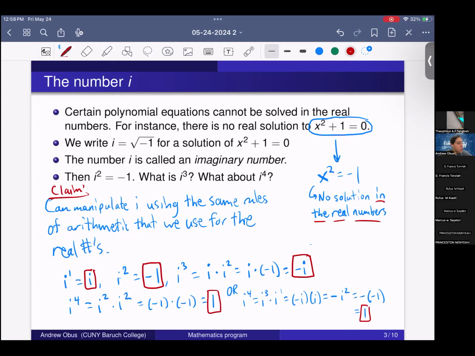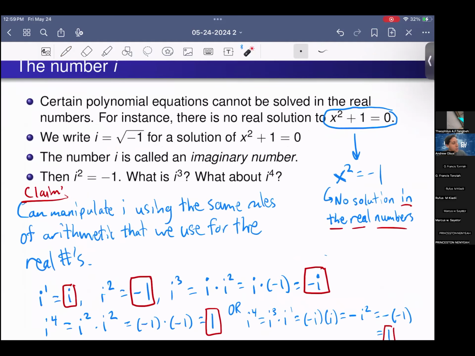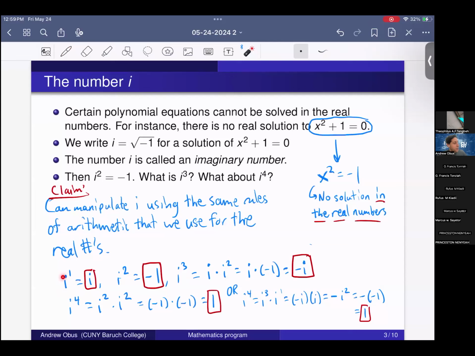And at the very least, just from knowing this one property, that its square is -1, that's enough to figure out some of these powers of i, right? That's enough to figure out that i to the 1 is just i, i squared equals -1, that's how it's defined, i cubed equals -i, and i to the 4th equals 1.